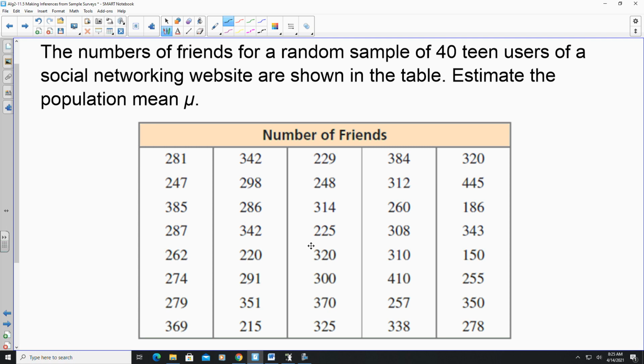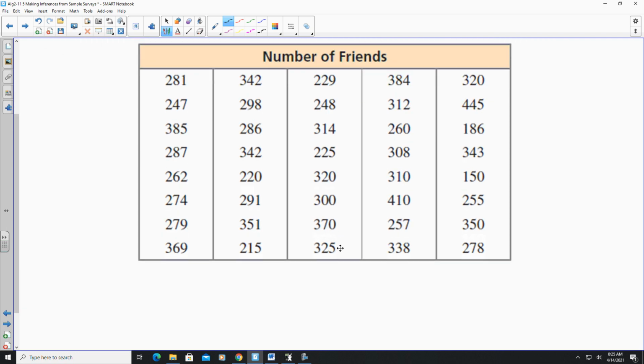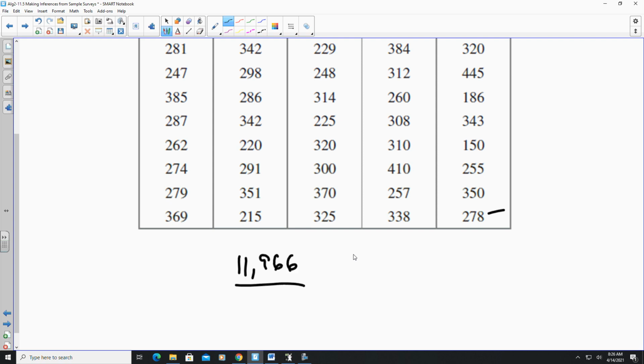They say estimate, but you're really still doing the same things as if you were just finding the mean itself. You're still going to be adding up all of the values in the sample. So if you add up 281 plus 247 all the way down to 278, you get a result of 11,966. I encourage you to check that math, please. And you are going to divide it by the number of teenagers. So there's 40 of them.